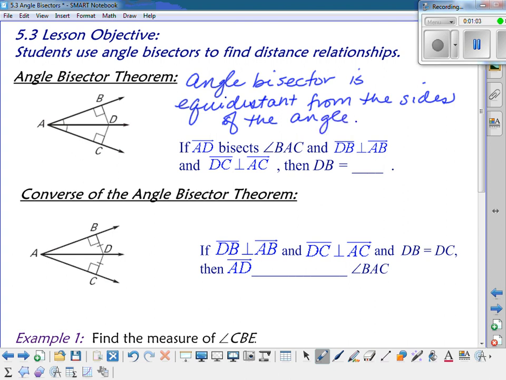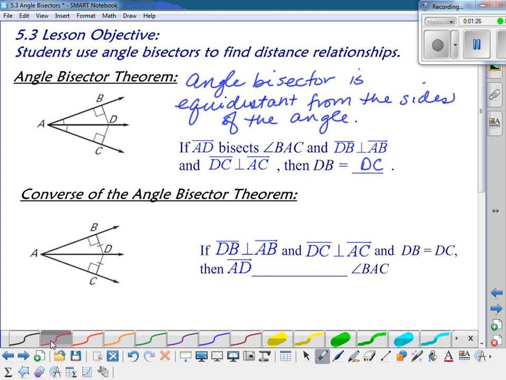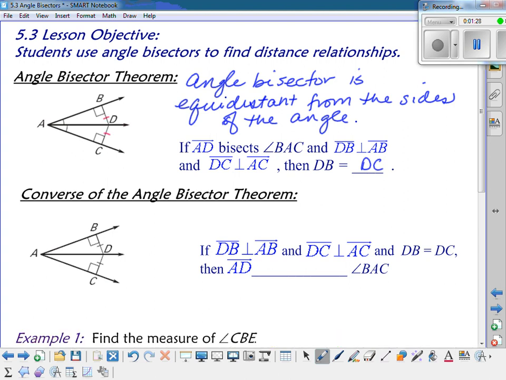Okay, so an angle bisector is equidistant from the sides of the angle. So what that means for this figure, if AD is a bisector, it's bisecting BAC, and I have that DB is perpendicular to AB and DC is perpendicular to AC, because the distance from a point to a line has to be perpendicular. Then I know that DB is going to equal DC. These two segments are congruent to each other.